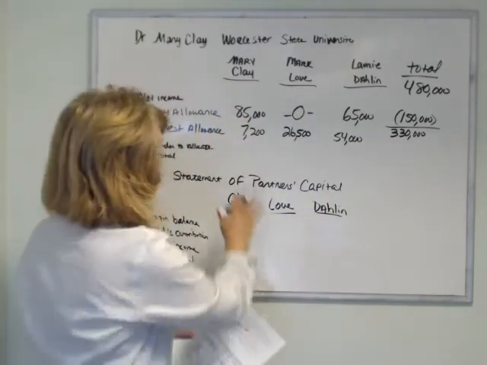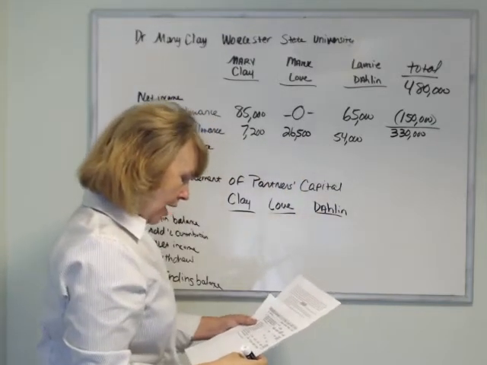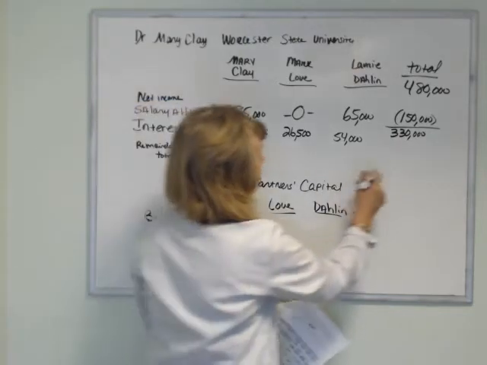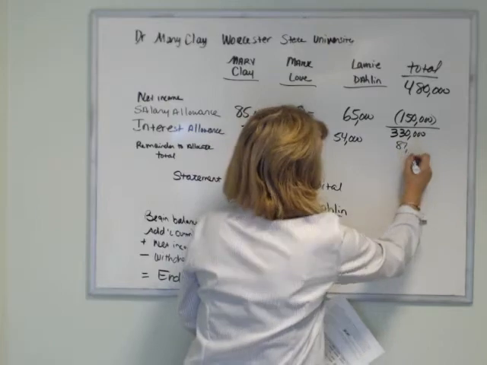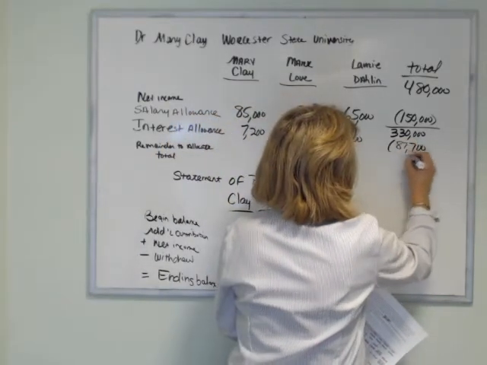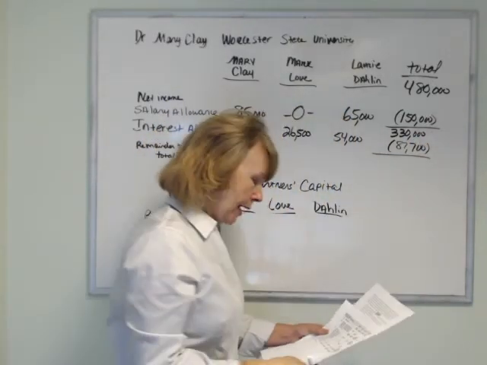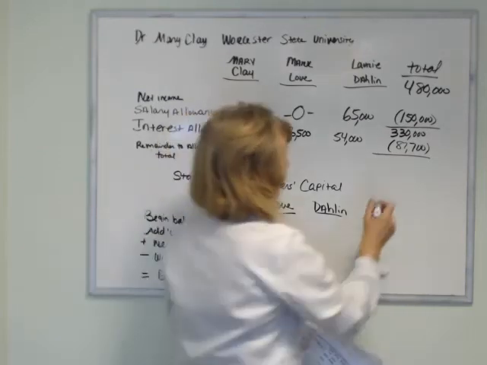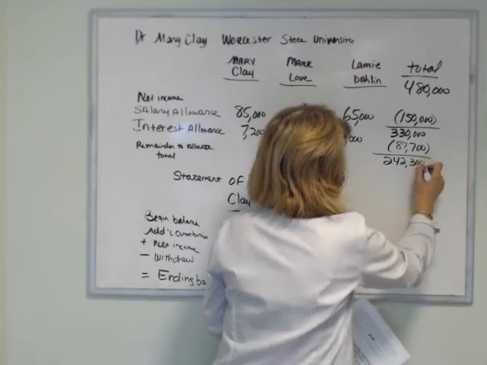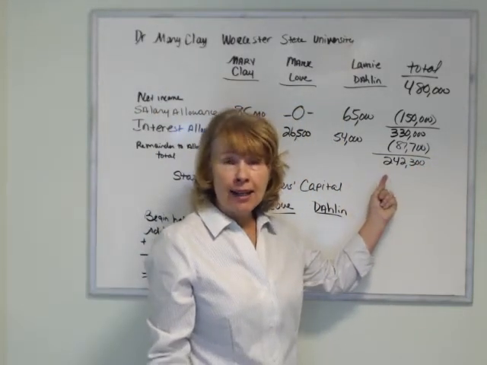All right, so we're going to total these three, and then we will subtract. All right. So that's 87,700. Subtract that. Okay. Now, 330 minus 87,700 gives me 242,300. Let me stop. That's what's still left to allocate.